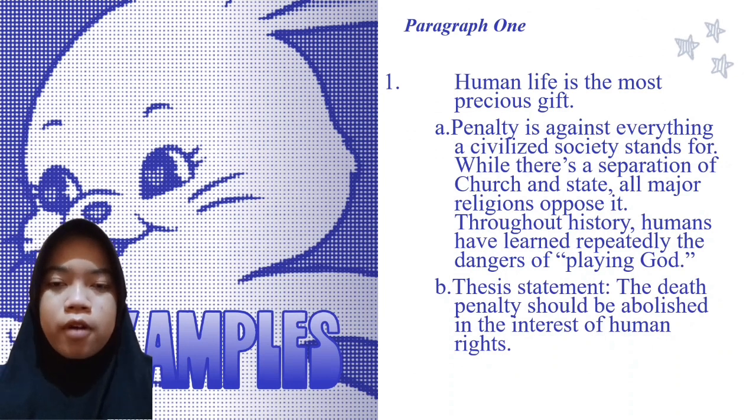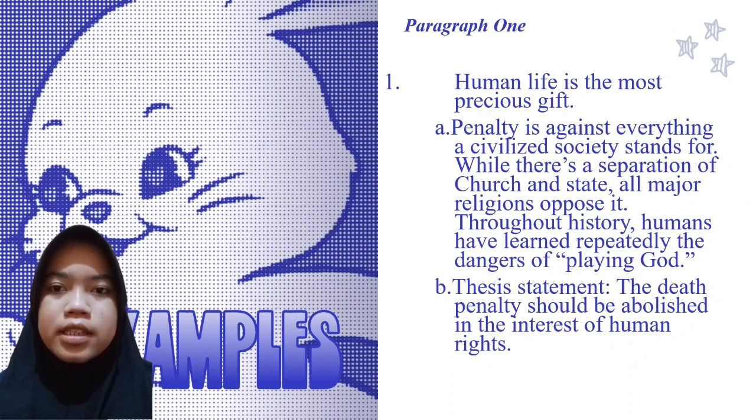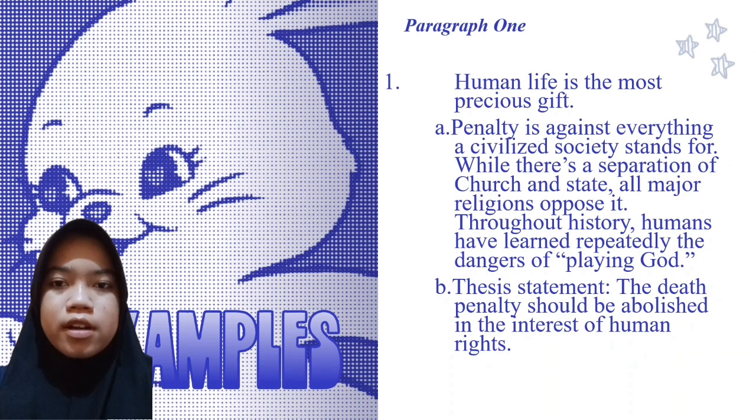Example. Paragraph 1. Human life is the most precious gift. A. The death penalty is against everything a civilized society stands for, while there's a separation of church and state. All major religions oppose it throughout history. Humans have learned repeatedly the dangers of playing God. B. Thesis statement. The death penalty should be abolished in the interest of human rights.